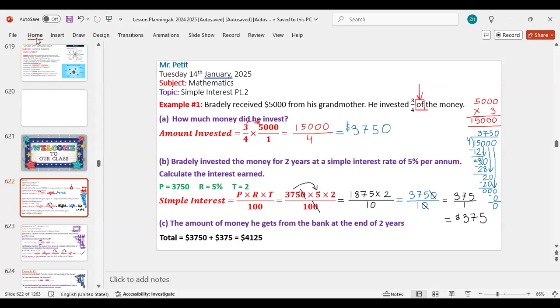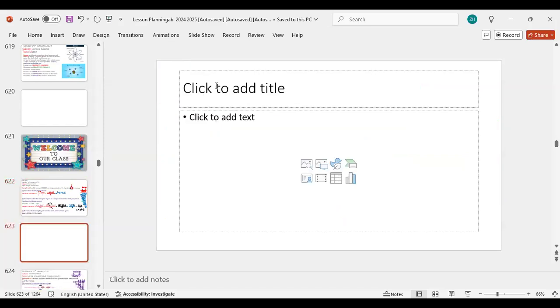I have a question. Go ahead. What does per annum mean again? Per year. Per annum means per year. So example number 2. Let's do it one more time, and then we're going to go on to the great exercise with this.